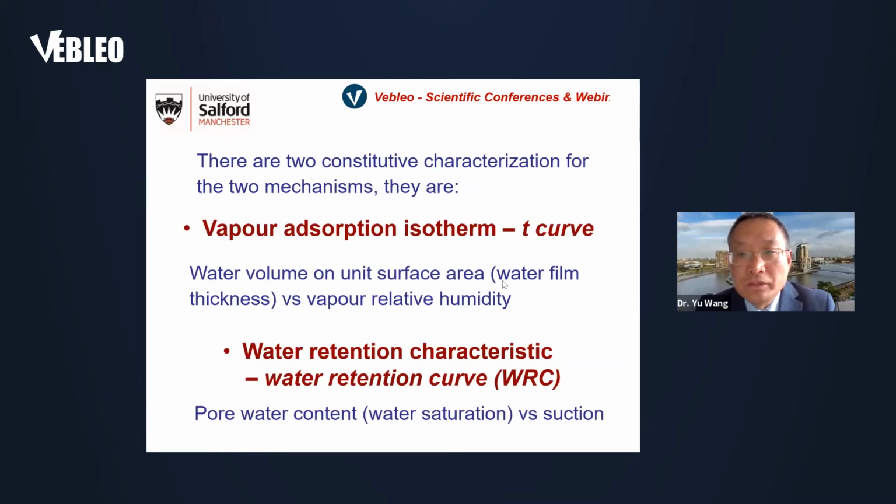So there are two constitutive characterizations for the two mechanisms. The first one is the vapor adsorption isotherm, which is also called the t-curve, which defines the water volume on unit surface area, or water film thickness on the substrate surface or pore surfaces, against the vapor relative humidity. The second one is the water retention characteristic, which quantifies the bulk water content under the unsaturated state with the suction of the porous materials.